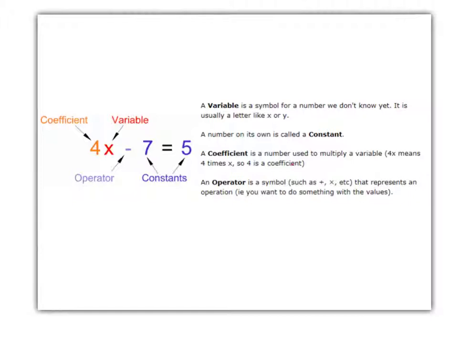A coefficient is a number used to multiply a variable. So if we're looking at this example here, the coefficient is the 4, and that means 4 lots of whatever our mystery value of x is. So 4x means 4 times x. So 4 is the coefficient. And finally, the operator, that's a fancy word for symbol. So other examples of operators other than subtraction would be addition, multiplication, etc. And that's just really if you want to be doing something with the values, if you want to be adding them together or multiplying them.